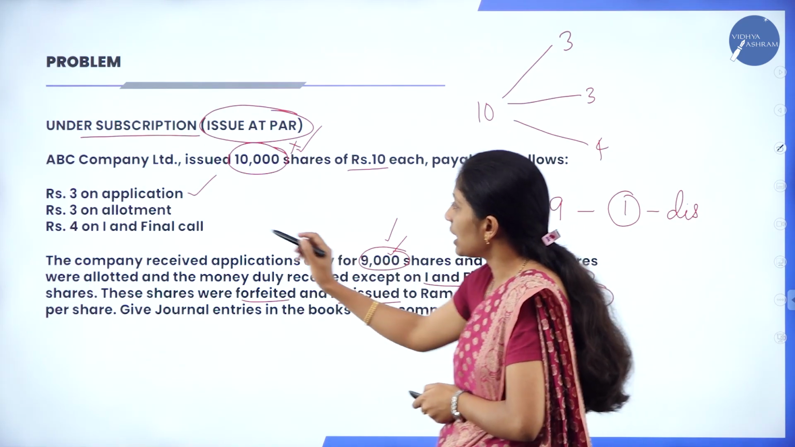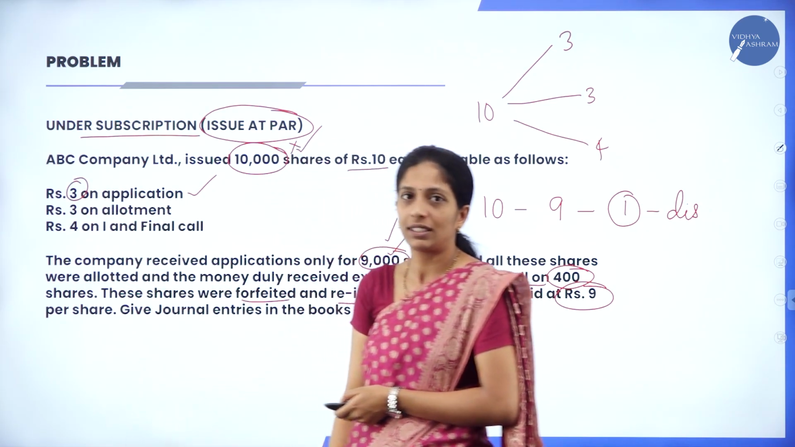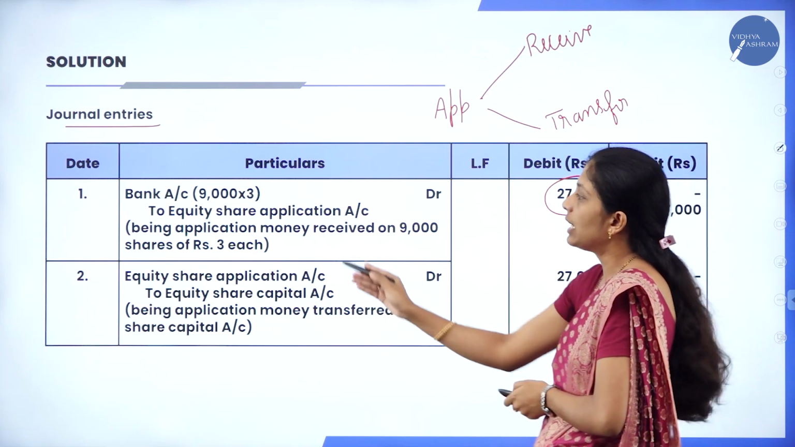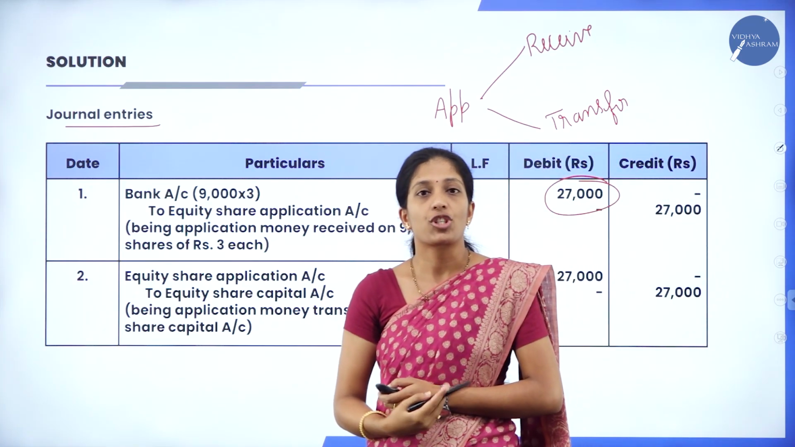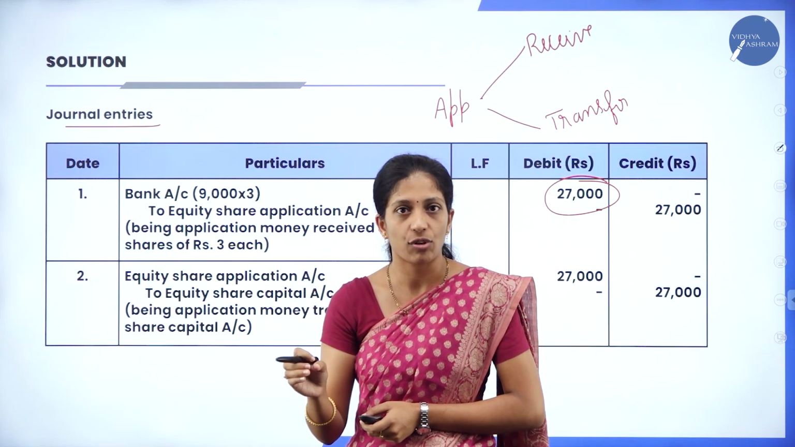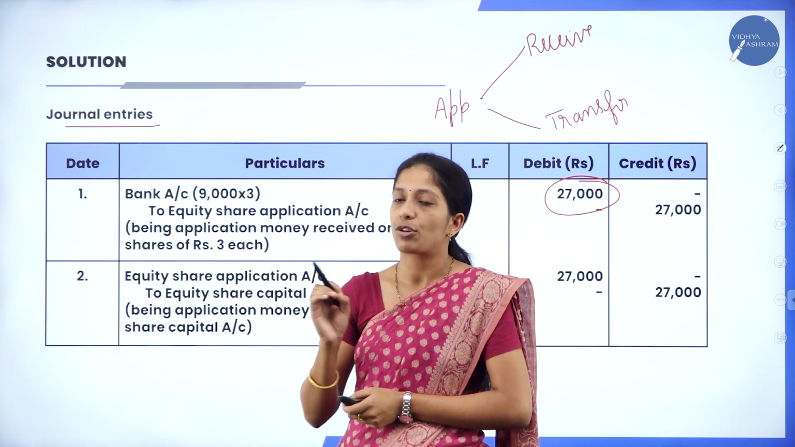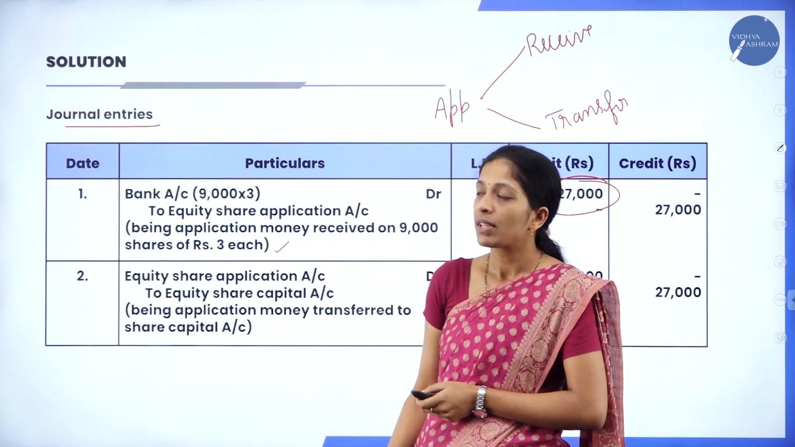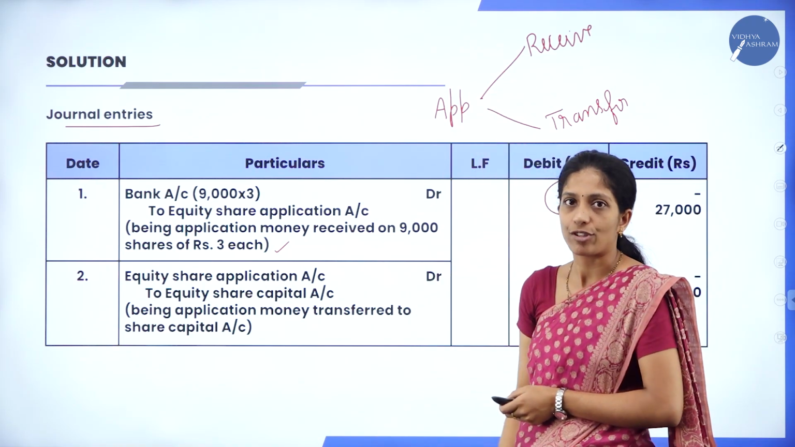So, 9,000 into what is application money? 3. So, 9,000 into 3, it will be 27,000. How can you write the narration? Being application money received on 9,000 shares at rupees 3 each. Hope you are clear with the first entry, that is of receiving of application money.